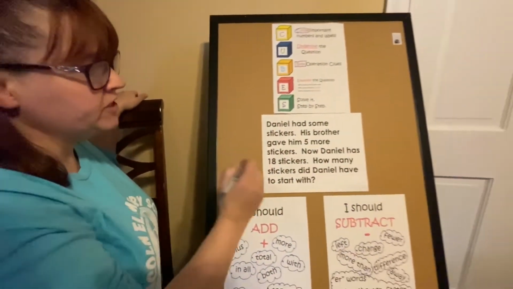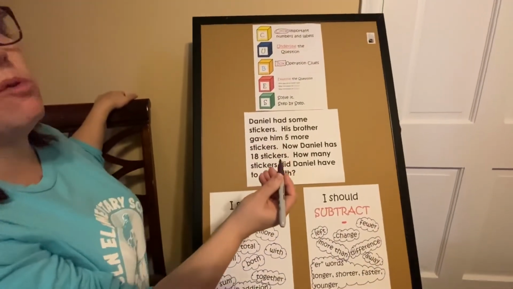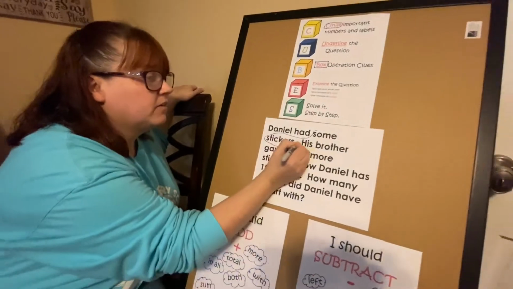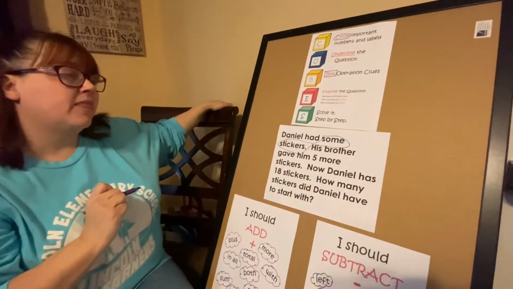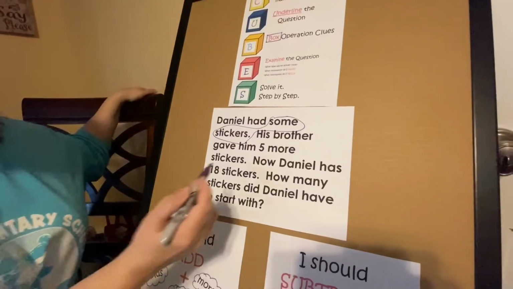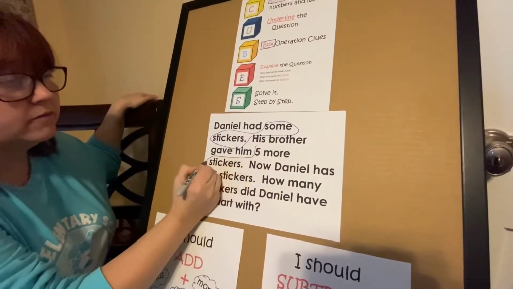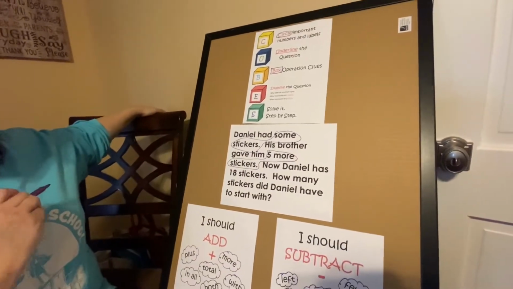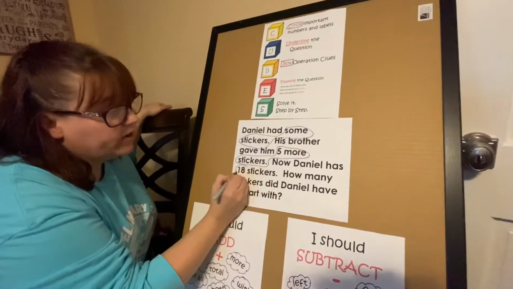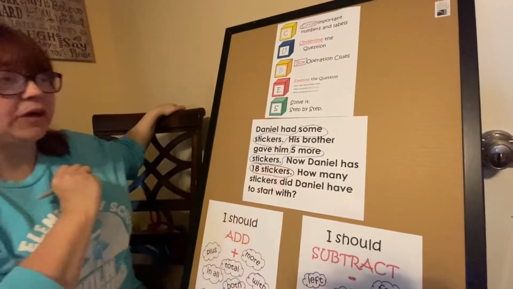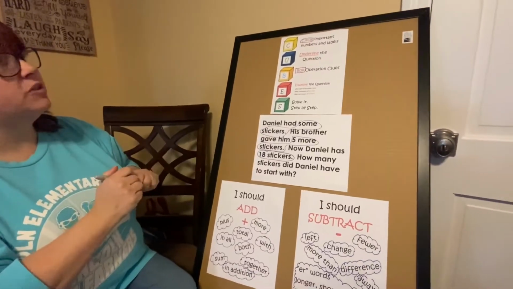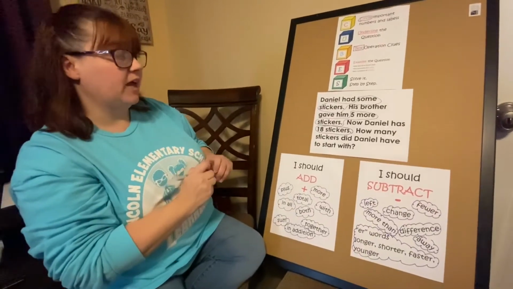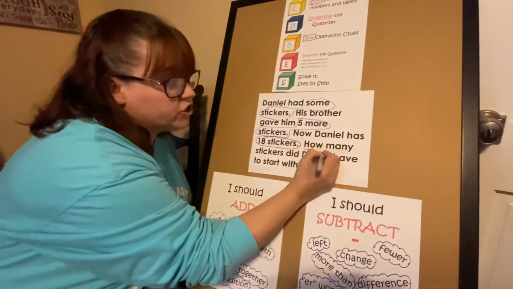Well, first here I see some stickers. Some isn't really a number, but it describes a number. So I'm going to circle that. Okay. Then it says his brother gave him 5 more stickers. I see 5, so I'm going to circle that. Now Daniel has 18 stickers. I see 18 stickers, so I'm going to circle that. Okay? The next thing is the U. The U says underline the question. Well, here in this problem, the question says, how many stickers did Daniel have to start with? So I'm going to underline that question.